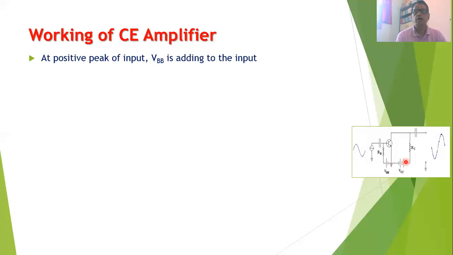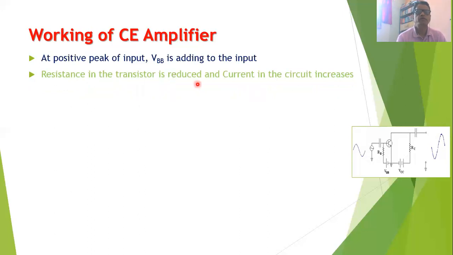Now suppose we have applied the input AC. Now our input AC will have a positive half cycle, and it will have a negative half cycle. Now at the positive peak of the input, you will find that during the positive half cycle, the input will get added to the voltage VBB. And therefore you will find that the resistance of the transistor is being reduced, and the current in the circuit will increase.